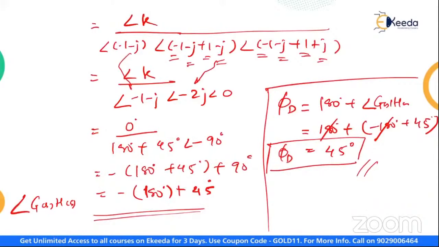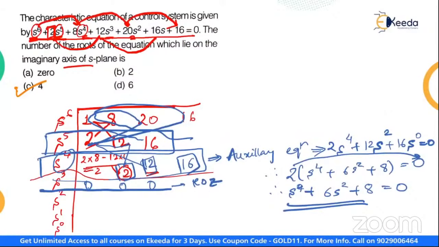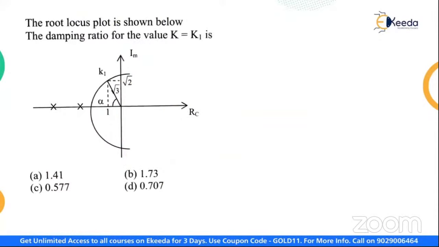Has everyone understood this particular thing? It is option C, which is nothing but 4. Is it clear with everyone? Please tell me. Yes.